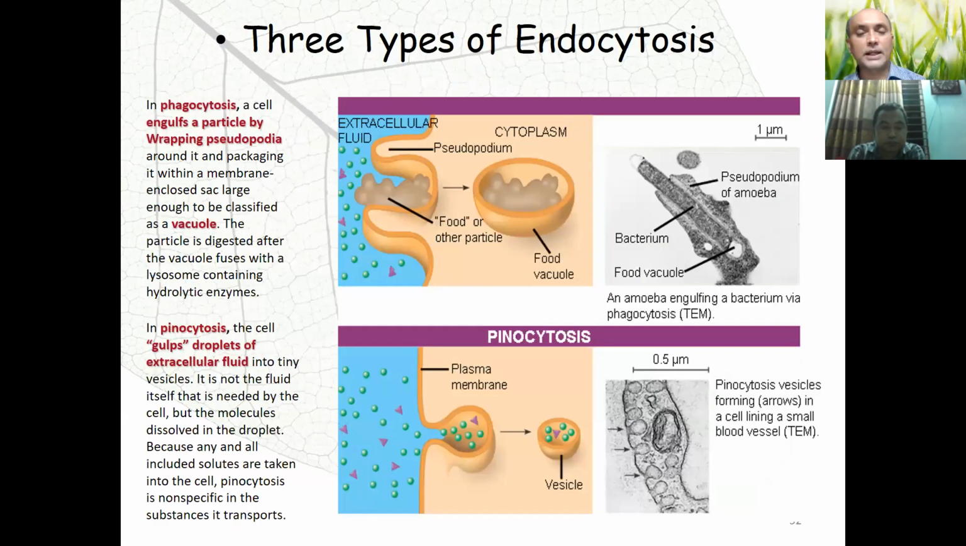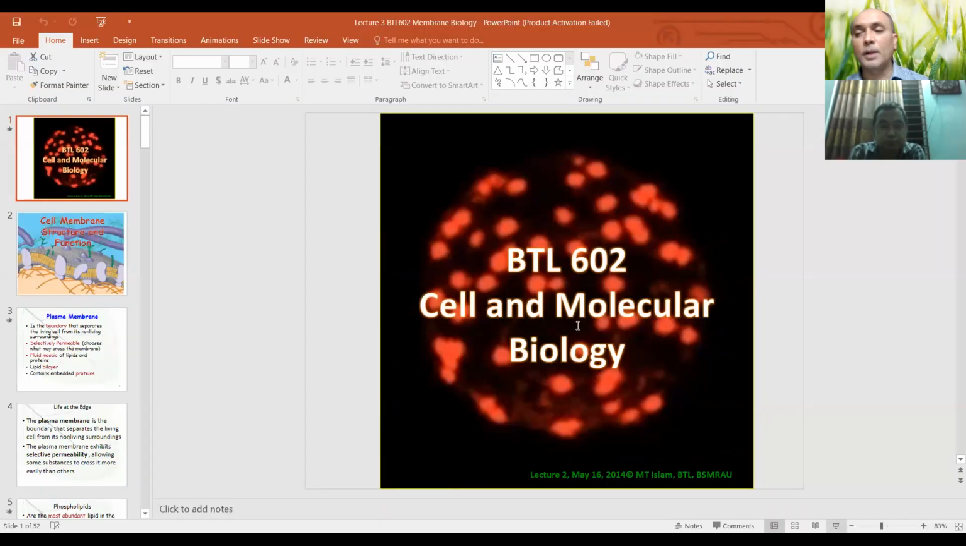So three types of endocytosis have been recognized. Phagocytosis: a cell engulfs a particle by wrapping pseudopodia. These are the electron micrographs, and these are the drawings. Or pinocytosis: droplets of extracellular fluids can be engulfed and pass to the interior as a vesicle. So these are the processes. So this is all about the cell membrane and its functions and structures.